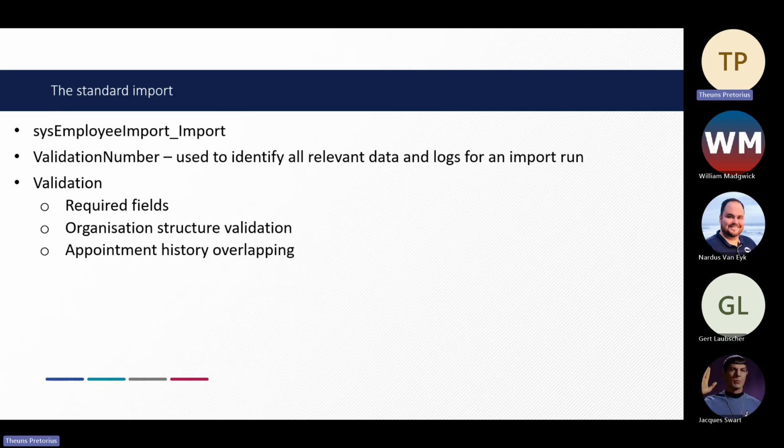Appointment history overlapping. That makes sense. We only import primary positions, primary appointments, not secondary appointments. The table that I've just shown you shows the invalid data. So all of the data that was staged for import in sys-employee import, that didn't pass validation, goes to sys-employee import invalid data. The rest of the data is then sent to the standard import.